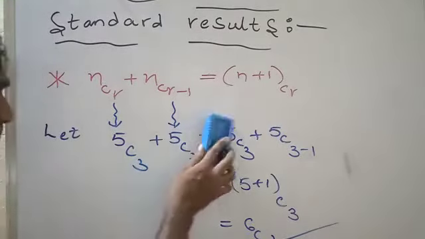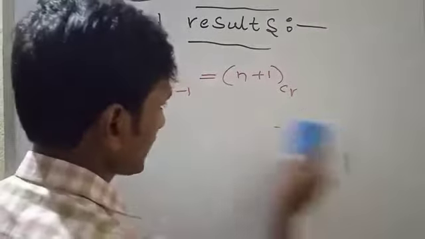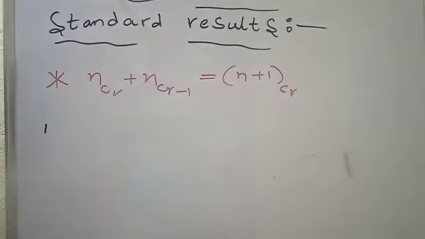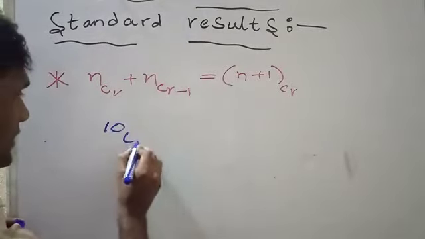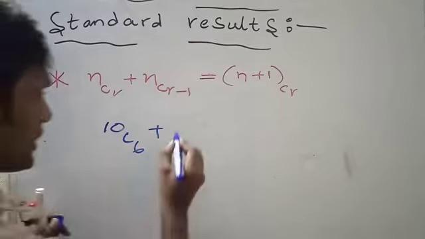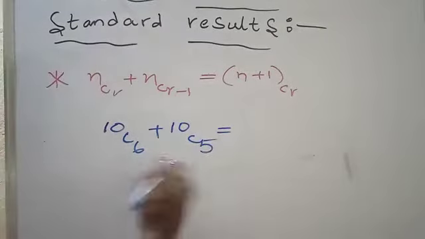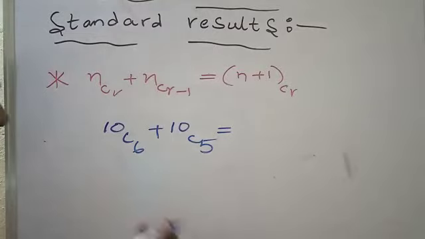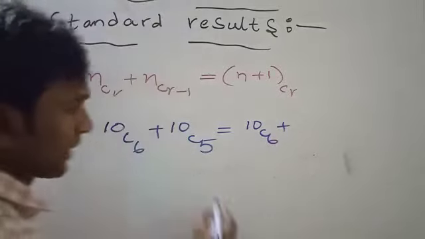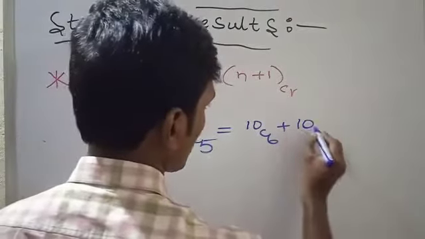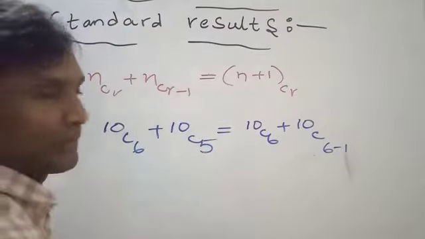Suppose another example is like this. Find the value of 10C6 plus 10C5. Now write the given two binomial coefficients like this. Write the first binomial coefficient 10C6 as the same. Write the second binomial coefficient 10C5 as 10C(6-1).